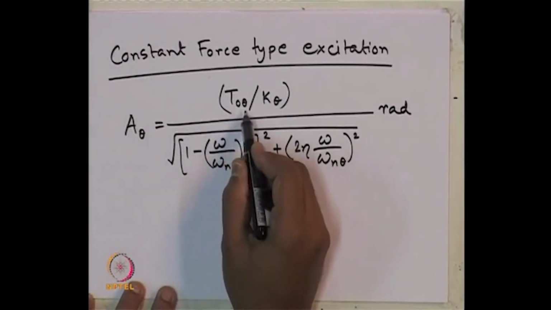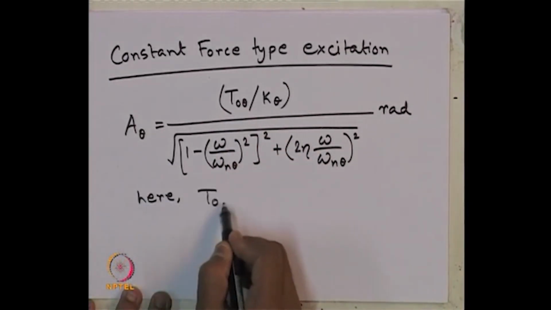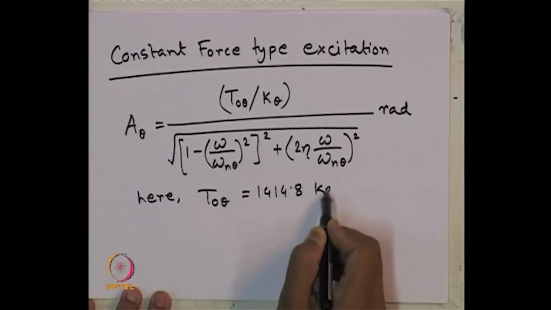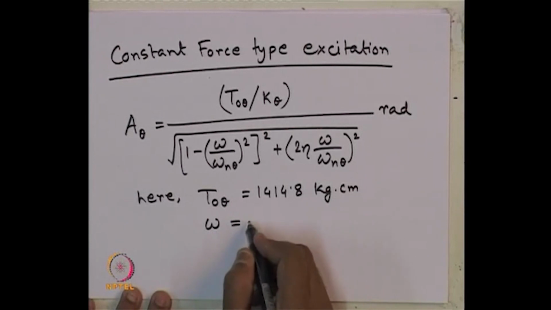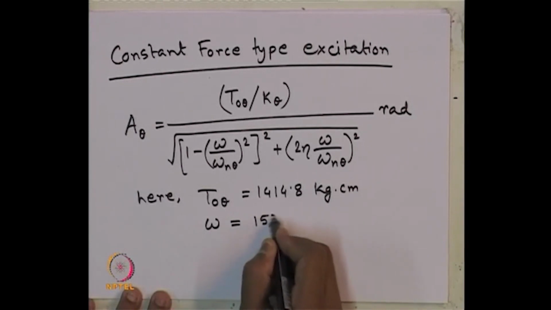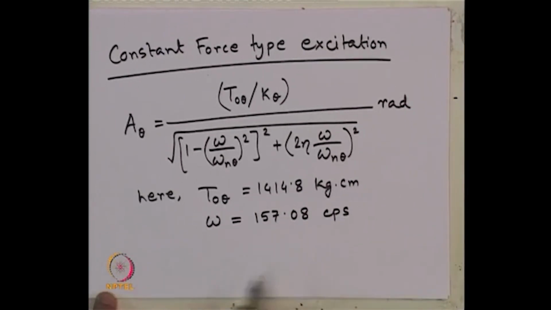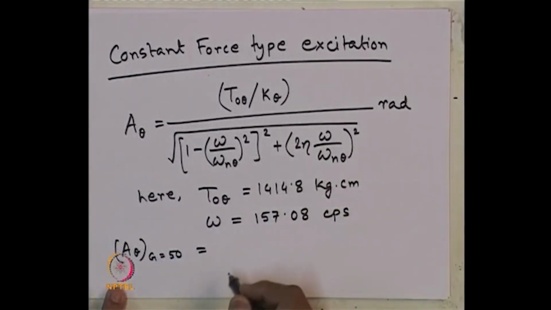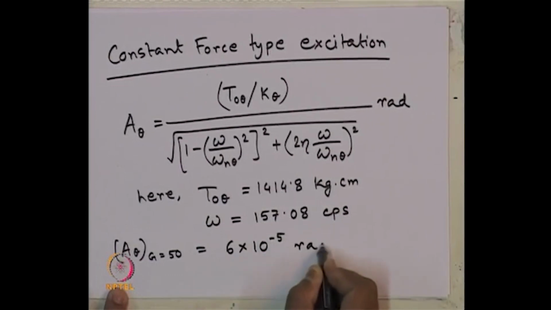Now, this T naught theta is given to us here. T naught theta is 1414.8 kg force centimeter, and omega, that is the operating frequency, we had calculated as 157.08 CPS. So, by putting this value we will get A theta for all the types of soil. G equals 50, we will put this value, how much we will get? We are getting 6 into 10 to the power minus 5 radian.